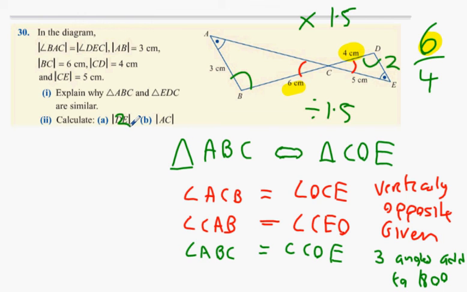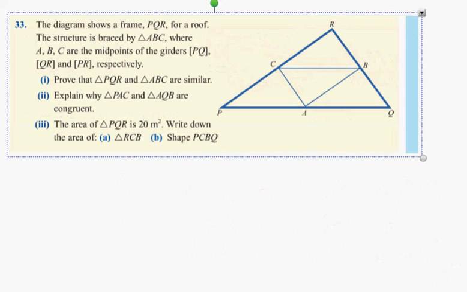Okay? What about the next one then? AC. A to C is this one here. It's equivalent to 5. So 5 needs to be 1.5 times bigger. So 5 multiplied by 1.5? 7.5. Okay, you guys have a go at this one.